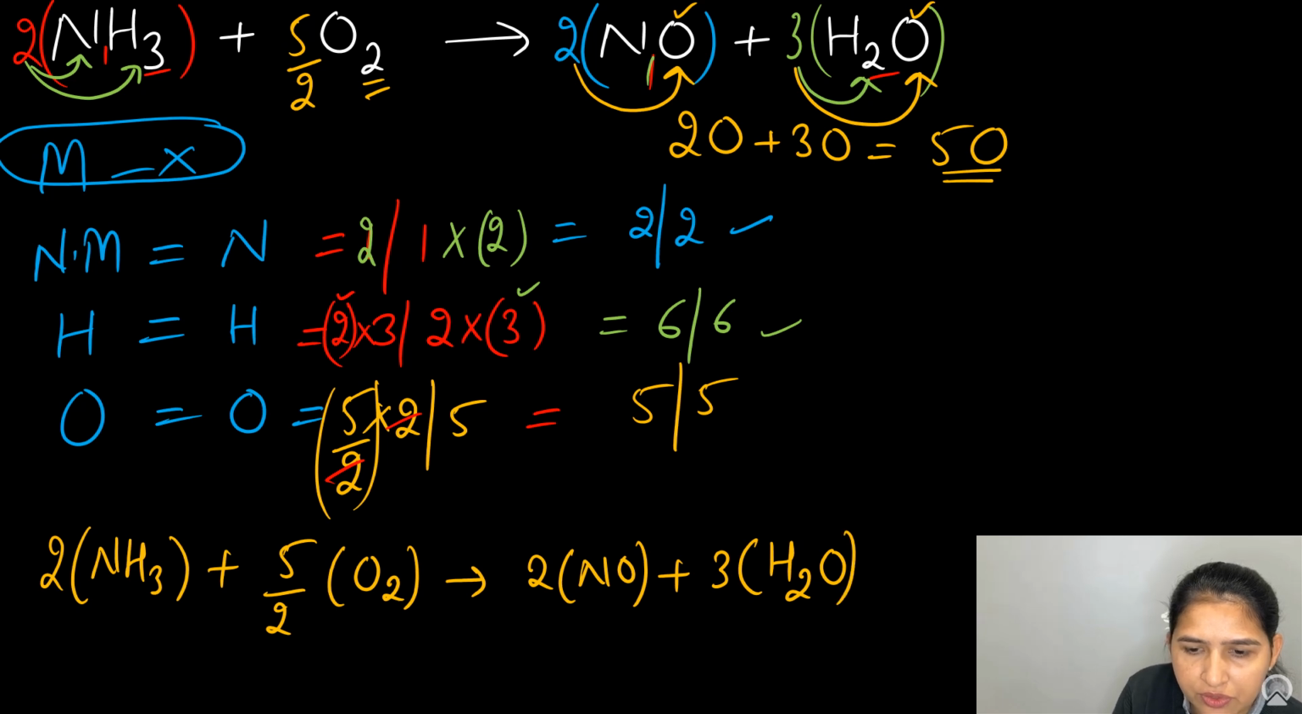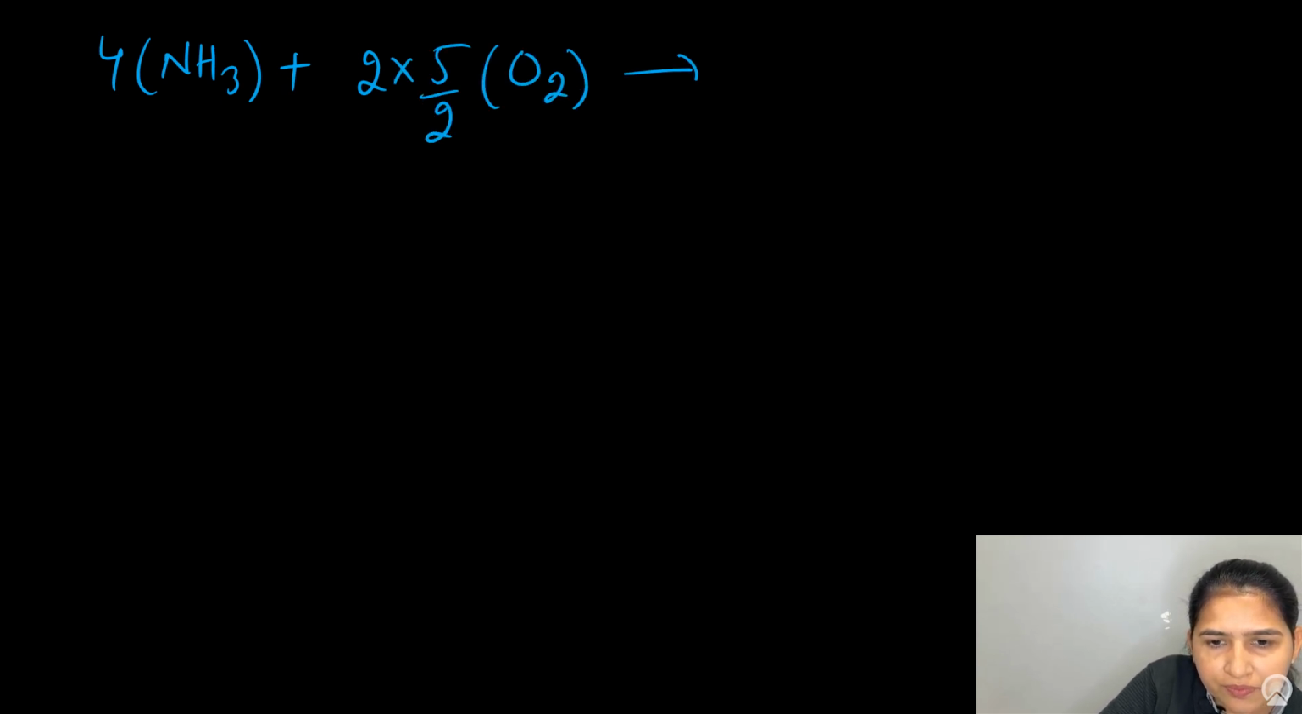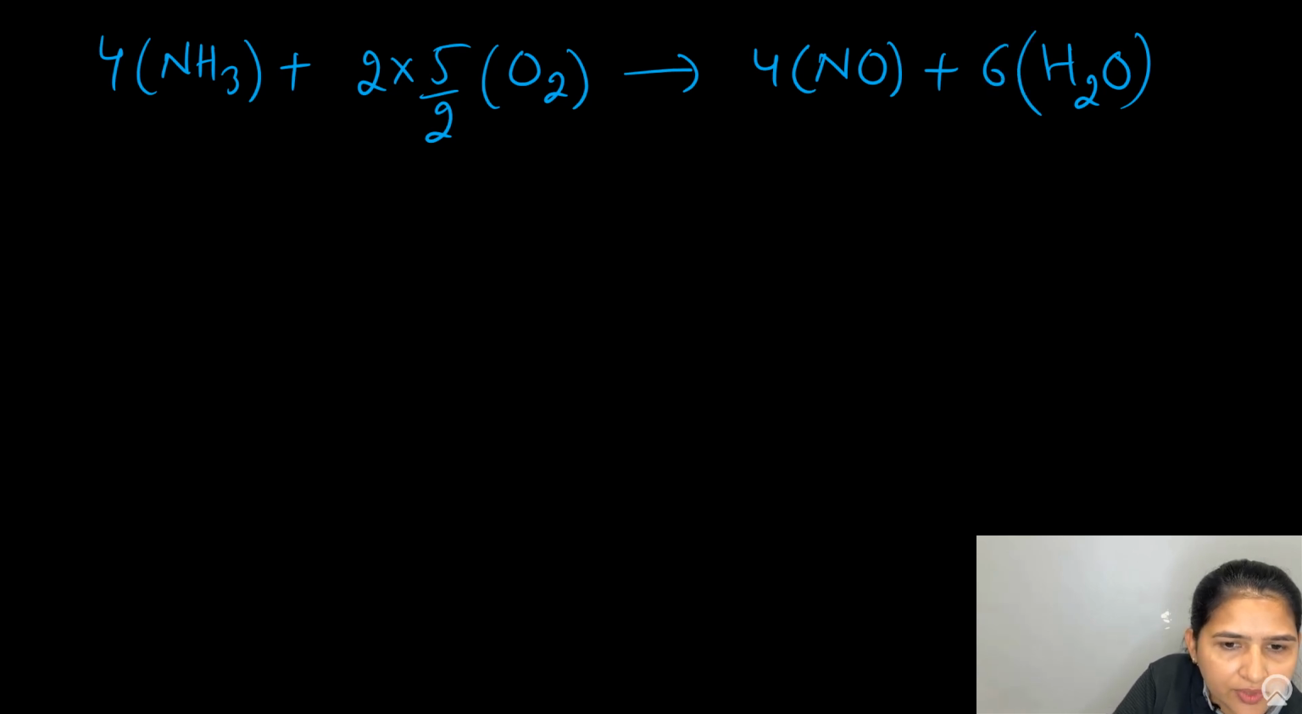Now what we are going to do? We are going to multiply this whole equation by 2 because we don't want this fractional number with us. So let's do it. So as we are multiplying the whole equation by 2, it's going to be 4 of ammonia. Then 2 is coming inside, it's going to be 2 times of 5 by 2 of O2. And you will get 4 of nitric oxide. And with water, we will see 6. Now you can see this 2 is going to get cancelled out.